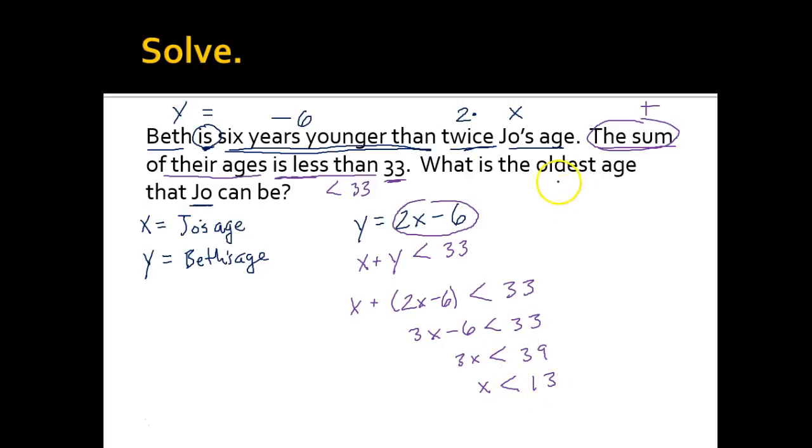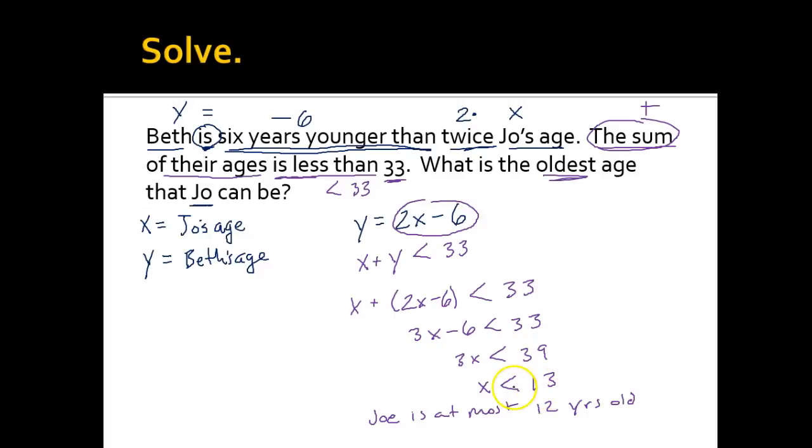So what is the oldest age that Joe could be if Joe's age is x and x has to be less than 13? What's the oldest age Joe could be? Well, the next age below 13 is 12. So Joe is at most 12 years old. That's the oldest Joe can be.